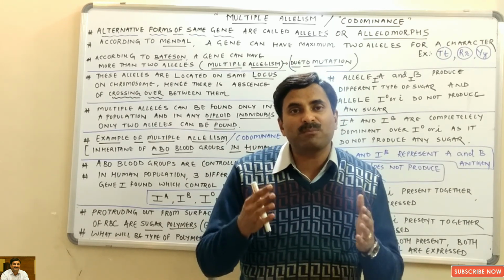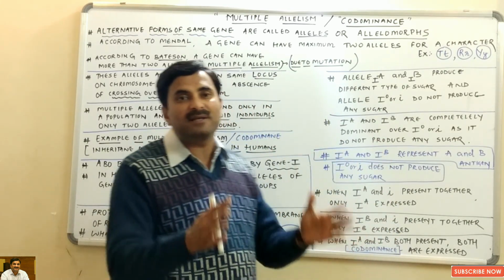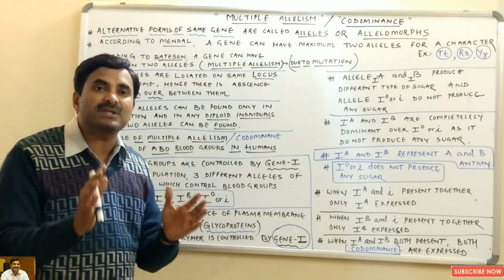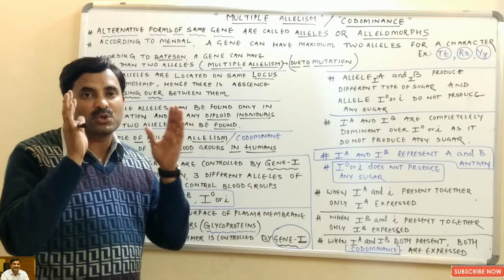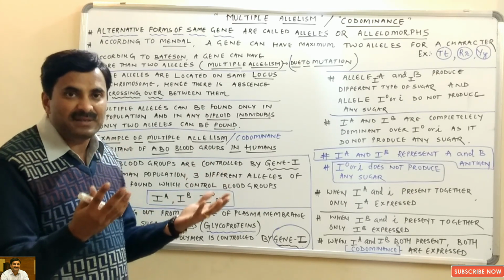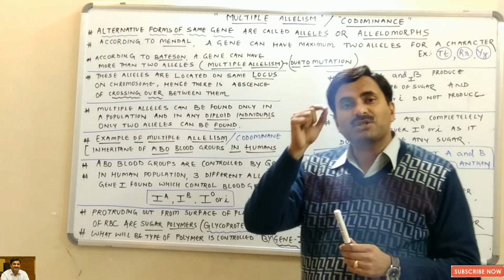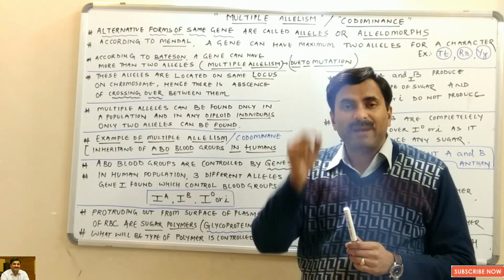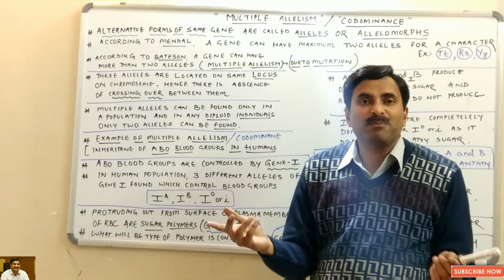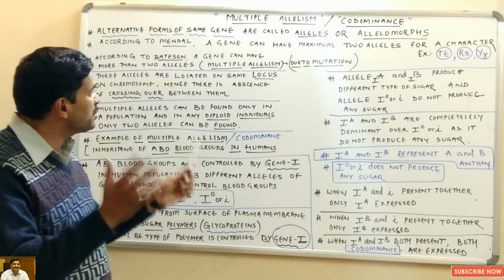A gene has more than 2 alleles just because of mutation, meaning multiple allelism is caused due to mutations. You know what mutations are? Mutations are sudden changes. So due to sudden changes, a gene has more than 2 alleles. This is contradictory to Mendel. Mendel said that a gene can have maximum 2 alleles, but Bateson said that a gene can have more than 2 alleles, and that's why we are going to study a very important phenomenon known as multiple allelism, which is caused due to mutation.